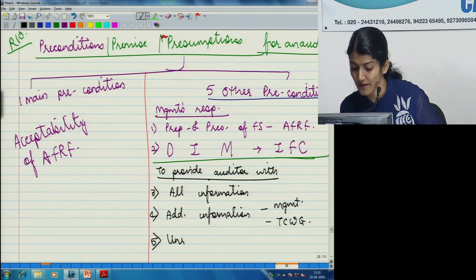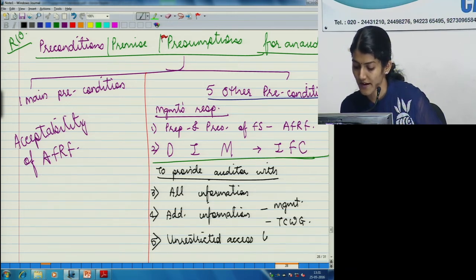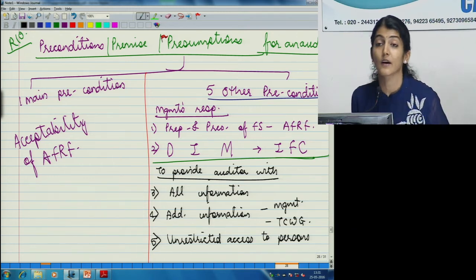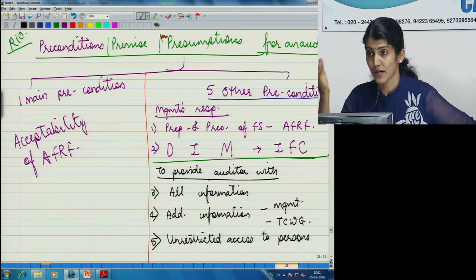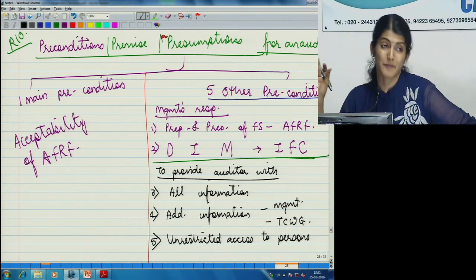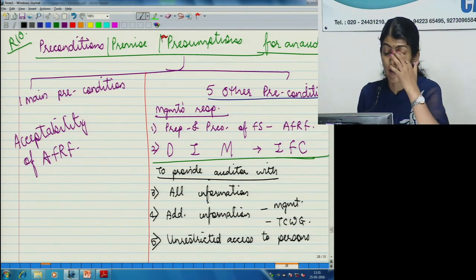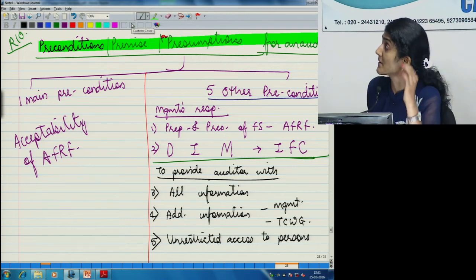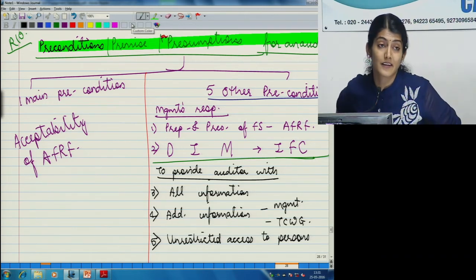And the last one, unrestricted access to persons within the entity. Unrestricted access. You can't say that you come for an audit, so you'll only talk to people in the accounts department. We will talk to production department also, marketing also, sales also, research also, all departments. So unrestricted access to persons within the entity. What are these? These are the preconditions, premise, assumptions, presumptions on which an audit is conducted.